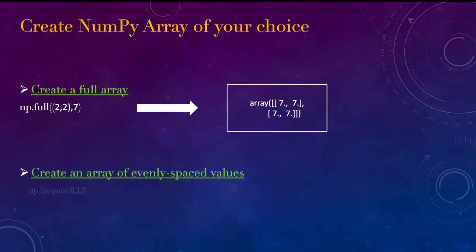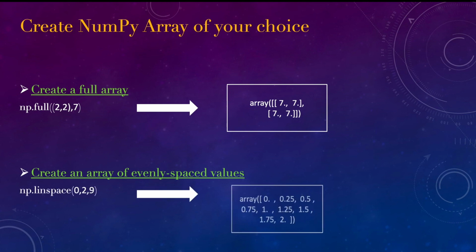Then we create an array of evenly spaced values. For that we call the function linspace. This is going to create an array of 9 values which are equally spaced from 0 to 2.